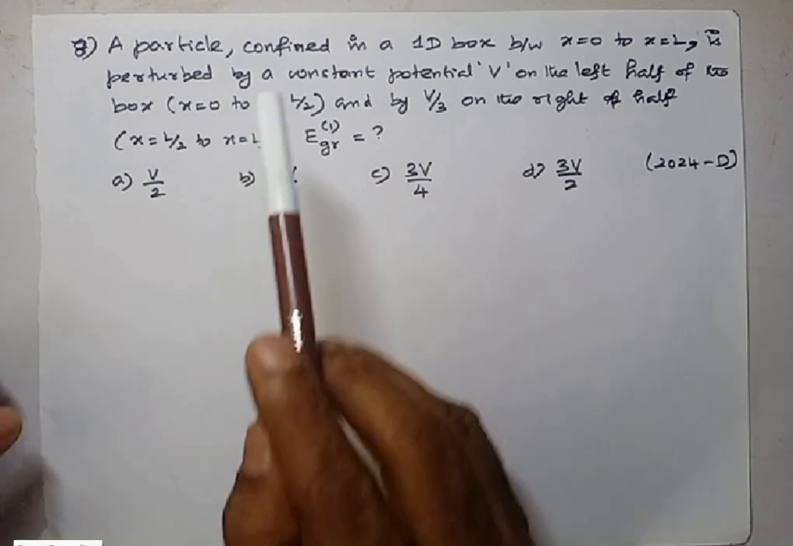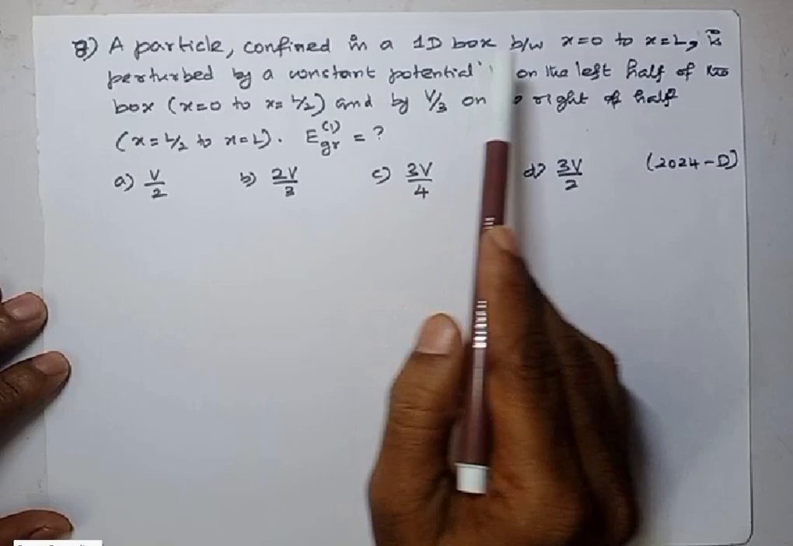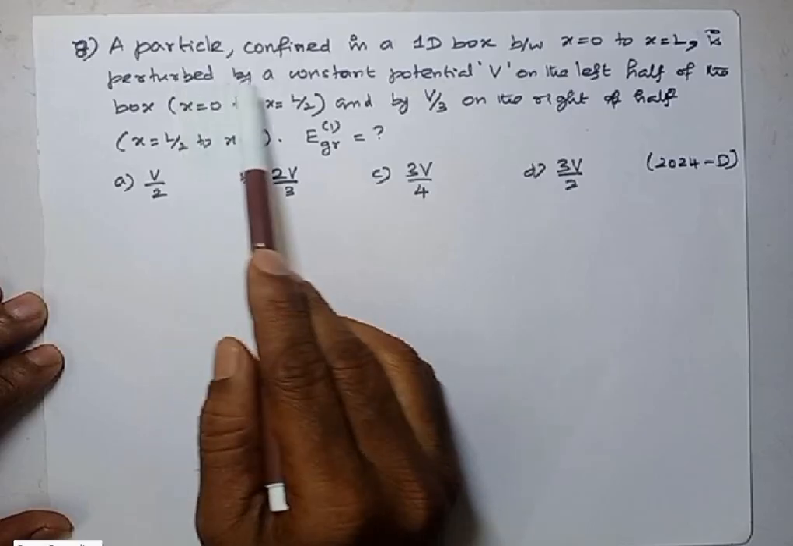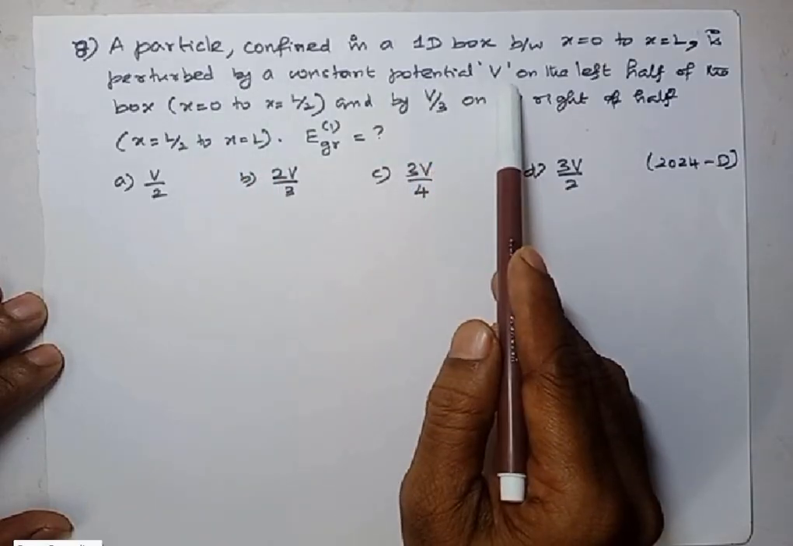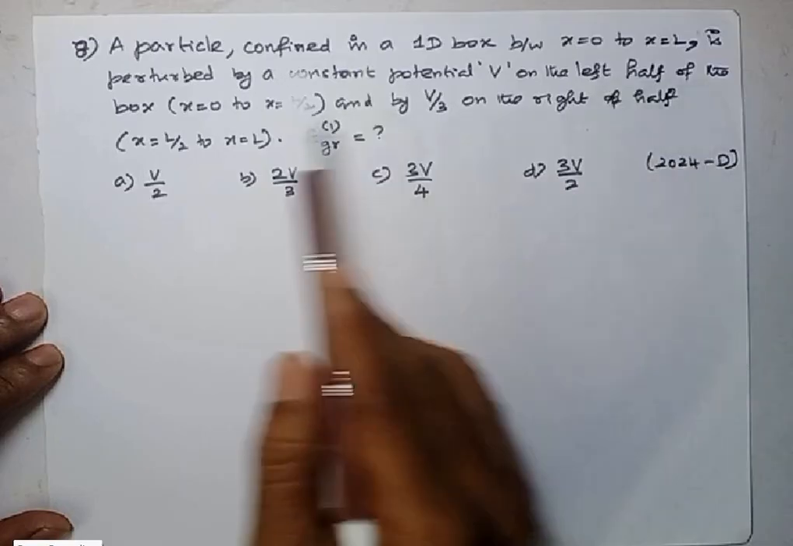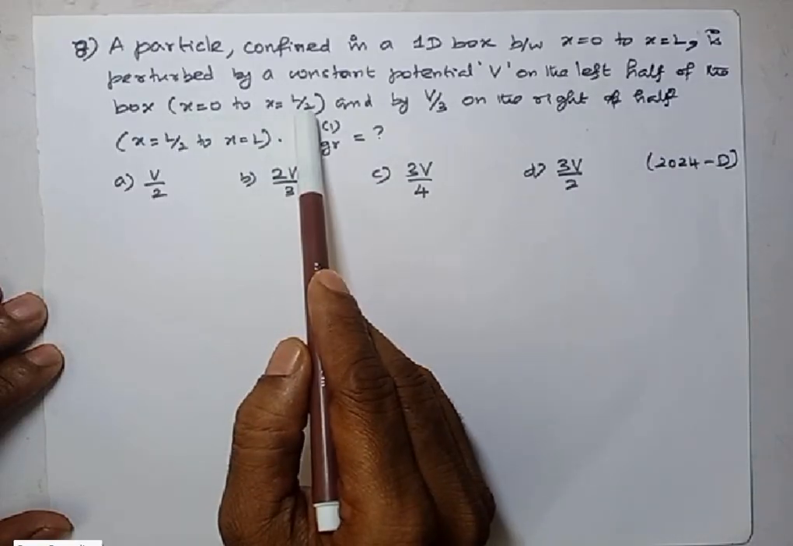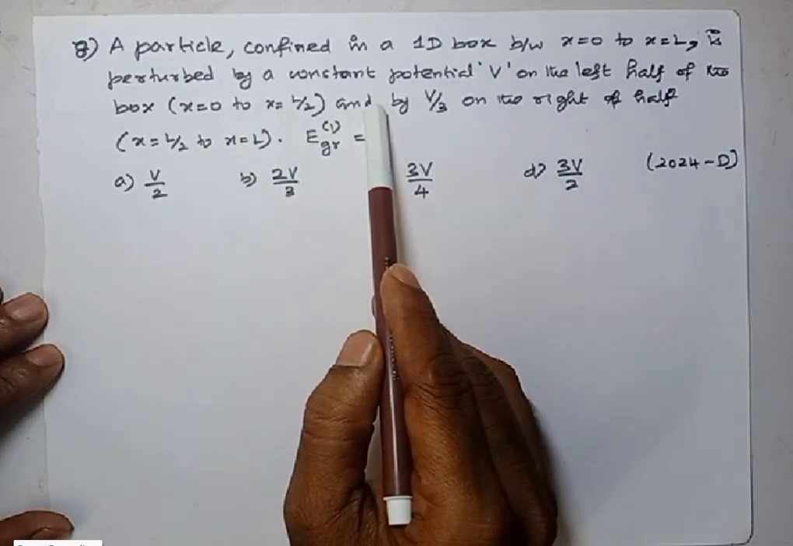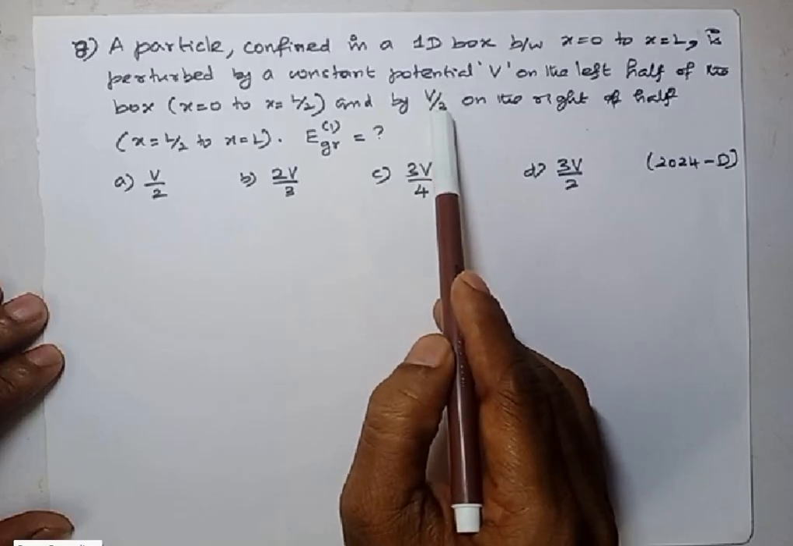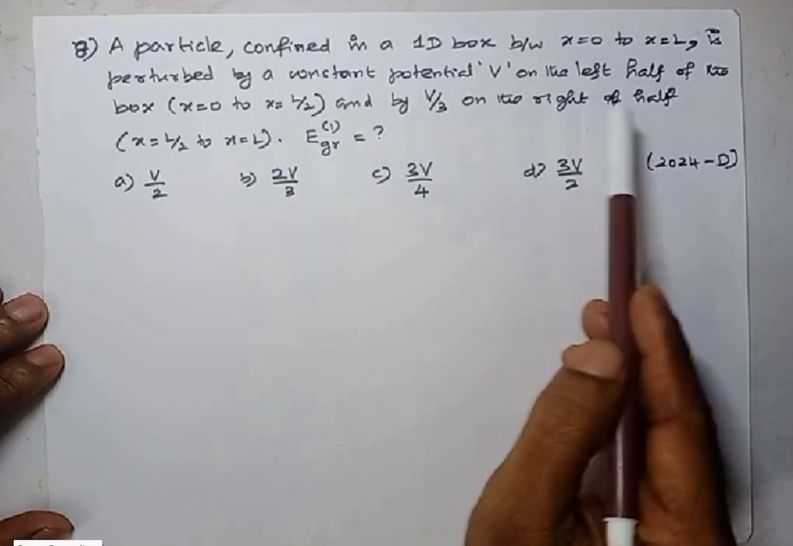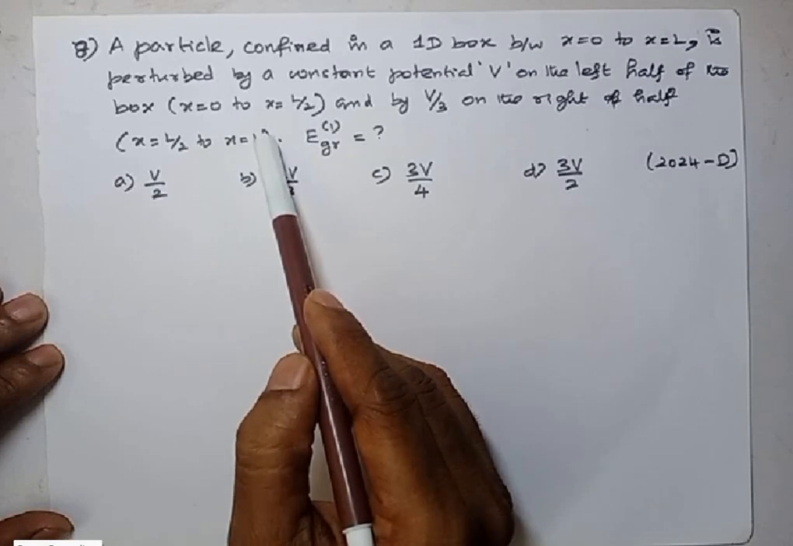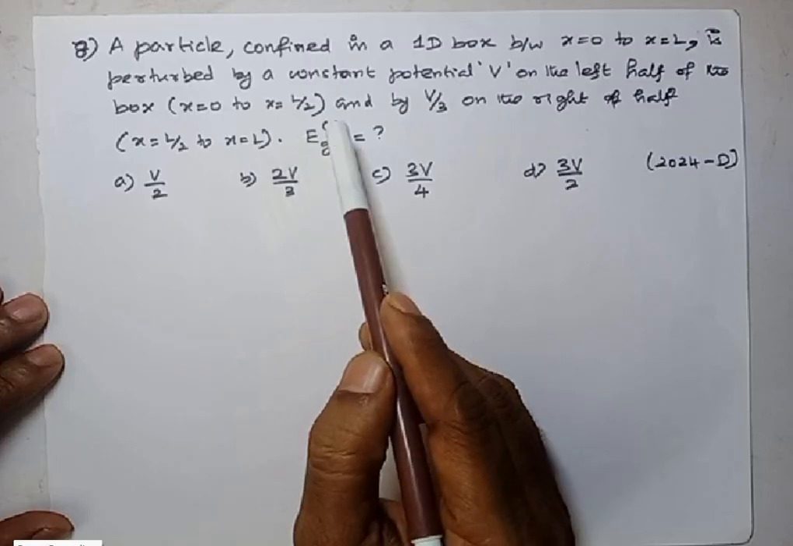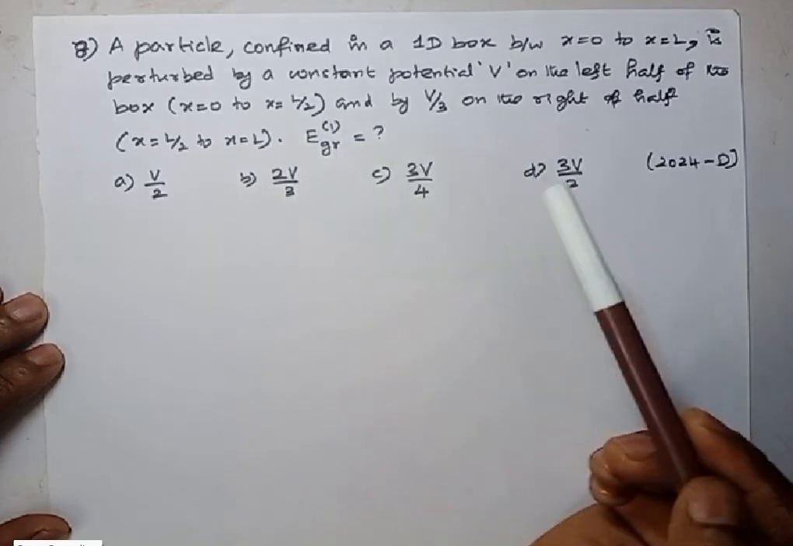A particle confined in a 1D box between x equal to 0 and x equal to L is perturbed by a constant potential V on the left half of the box, that is from 0 to L/2. The constant potential is V between 0 and L/2, and a constant potential V/3 on the right side, that is L/2 to L. If it is so, what is the first order correction to the energy of the ground state? We need to find that out.